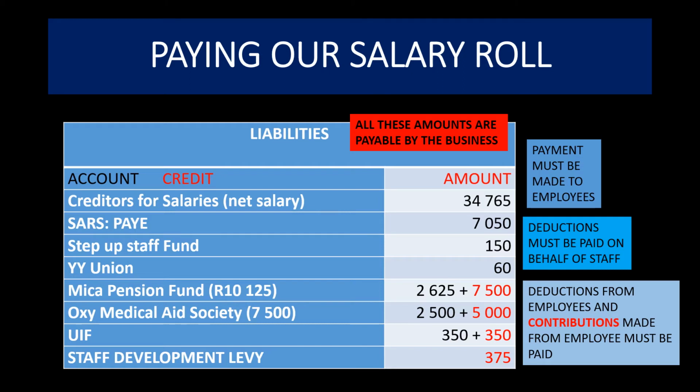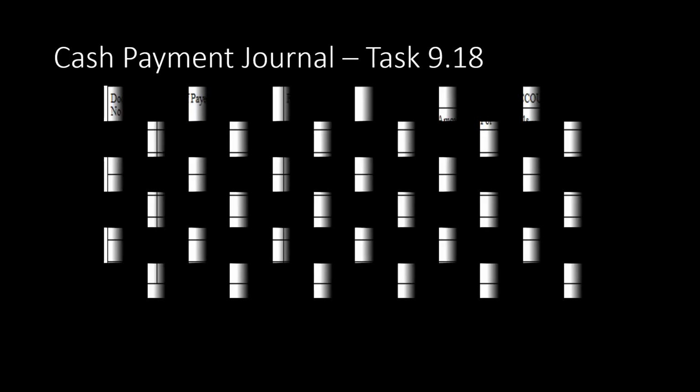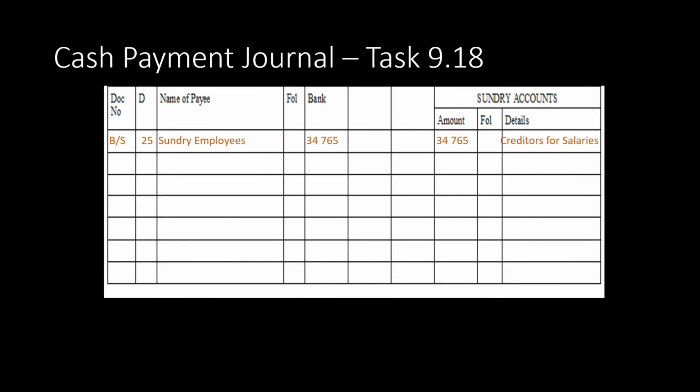We see that we have to pay Bigger Pension Fund 10,125 because we're adding the deduction plus the contribution. So in our cash payments journal, we pay our employees what we owe them, meaning the net salary. If you look at the document number, it says BS because we would have deposited that money directly into their bank account, and the bank statement would have reflected that. We're paying SARS by check number 4.